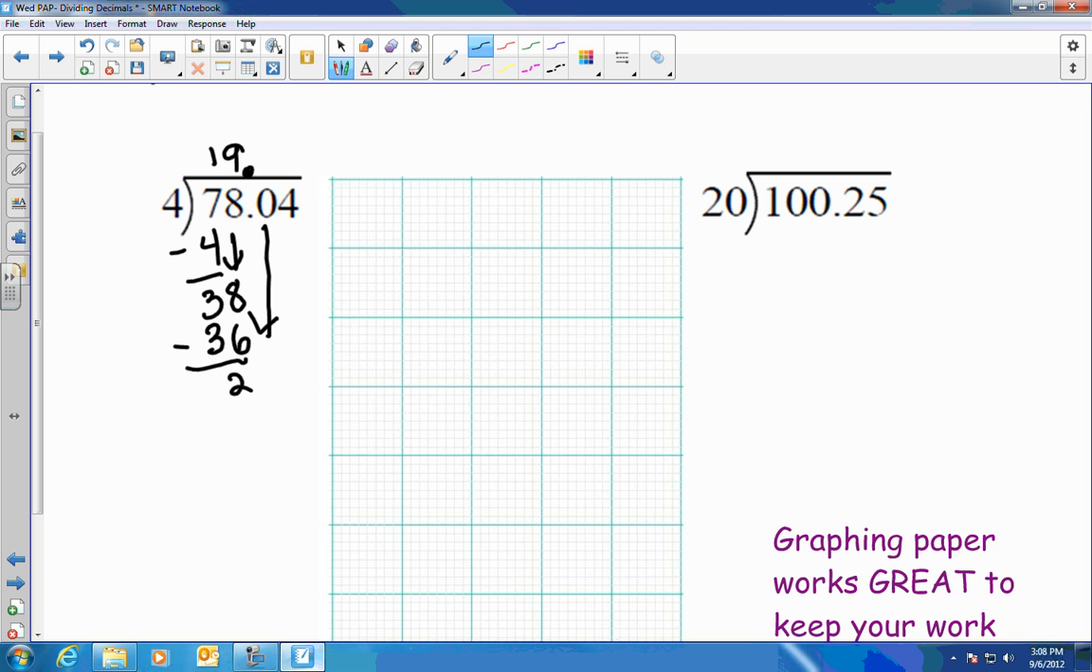Make that really big up here because sometimes it gets overlooked. Bring down your 0. 4 goes into 20 5 times. And there's nothing left over this time. But that doesn't mean I'm done because I still have a number up here. So 4 goes into 4 one time, and that's going to give me a remainder of 0. So my answer is 19.51.